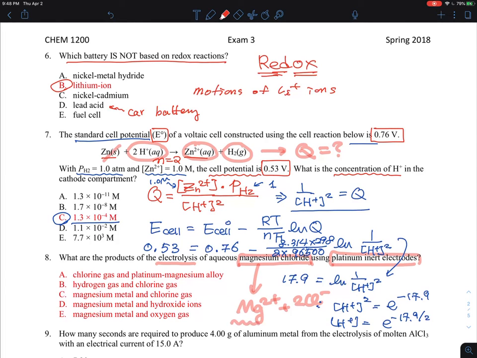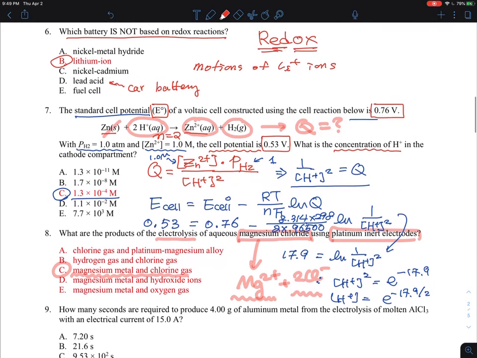Well, this one will be reduced. And this one will be losing electrons to form chlorine gas. So that will be magnesium metal and chlorine gas. So C is the answer for this particular question.